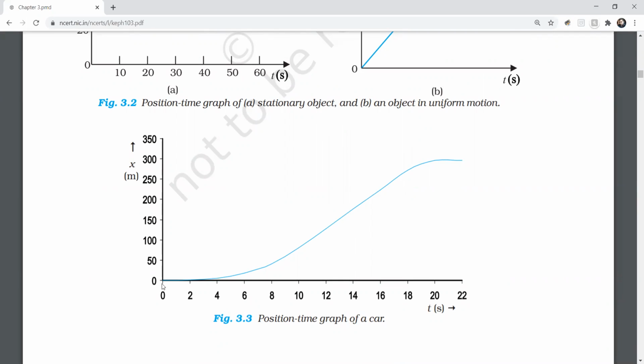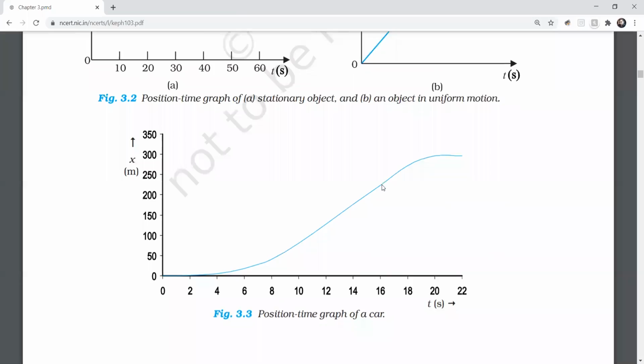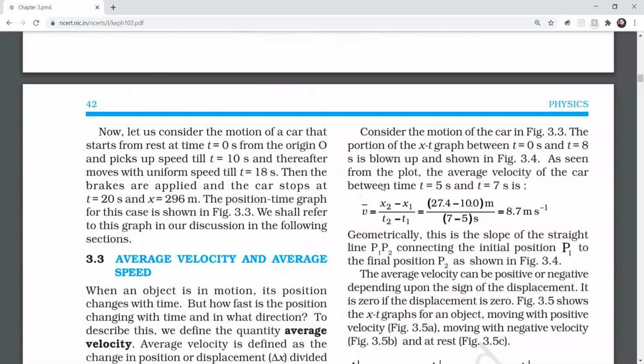So you see the distance that is covered in the first 2 seconds is almost zero. And then slowly the distance covered increases. And after reaching a certain point, it again stops at that point. So at 20 seconds, we see that the position of the car is around 300 and then it has stopped moving. Between the 10th second and the 18th second, you see there is uniform motion and continuous increment of the distance that the car has covered.